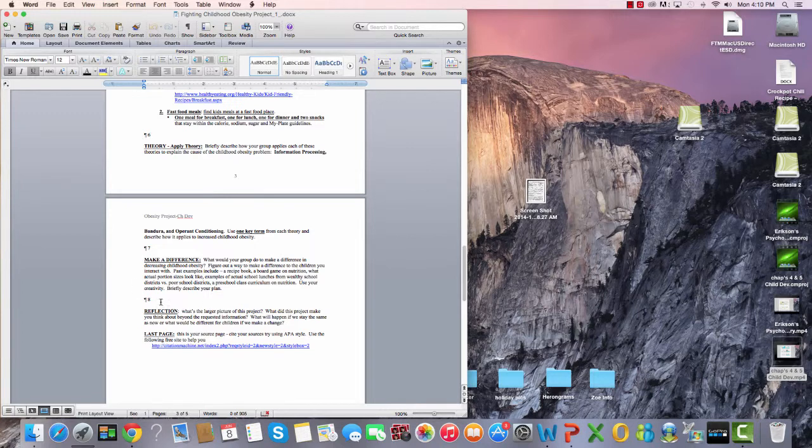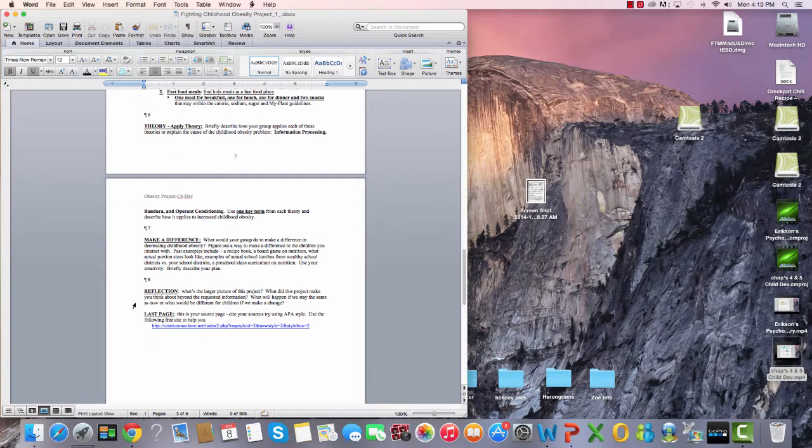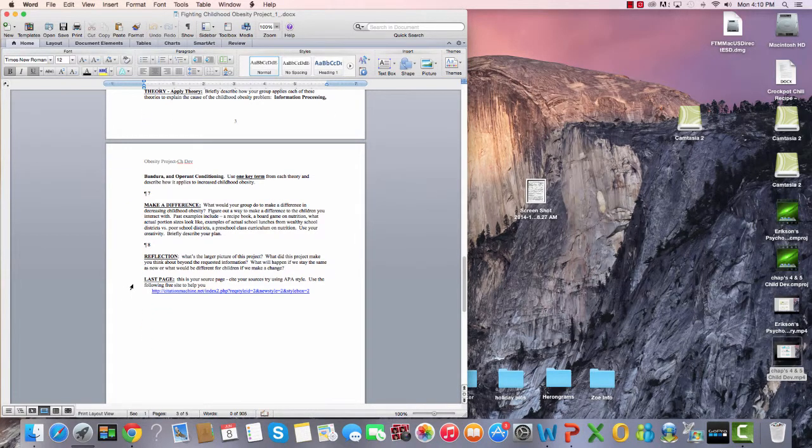Paragraph 8. This is the last paragraph, the reflection. What's the larger picture of this project? What did this project make you think about beyond the requested information? What will happen if we stay the same as now? What will happen if we never decrease childhood obesity? What would be different for children in the future if we do make a change?